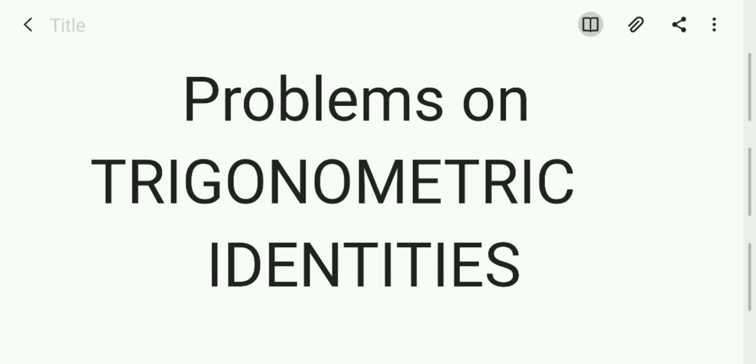Now, in our previous session, we discussed trigonometric identities, right? How we derive the identities, what the steps are, and what the different identities are. We have seen all those things. But in today's session, we'll be discussing problems related to trigonometric identities.